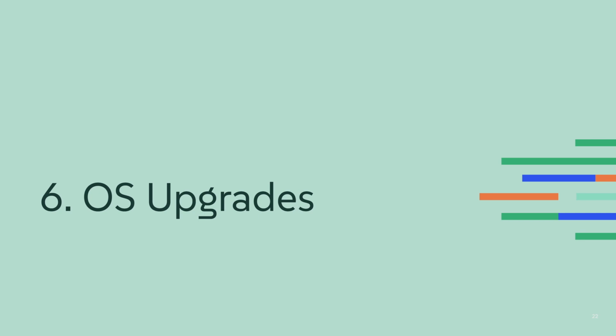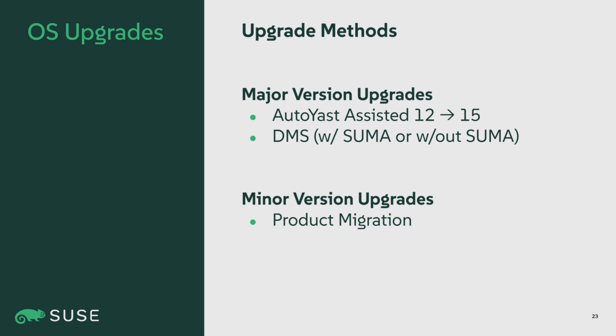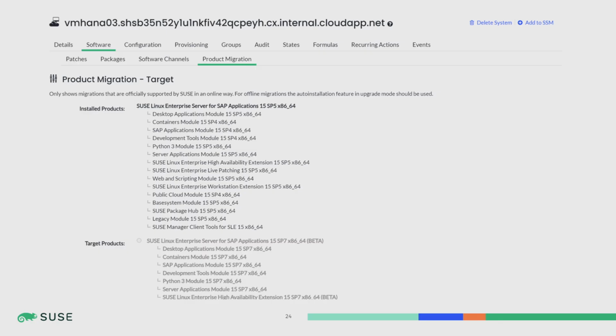Changing gears a little bit, we just want to briefly mention that SUSE Multi-Linux Manager is also equipped to assist with system upgrades. This includes major version upgrades, for example, an upgrade from SLES 12 to SLES 15. This also includes minor version or service pack upgrades. For example, an upgrade from SLES 15 Service Pack 4 to Service Pack 5. In the web UI, this upgrade option is found at Software, product migration under the system view.